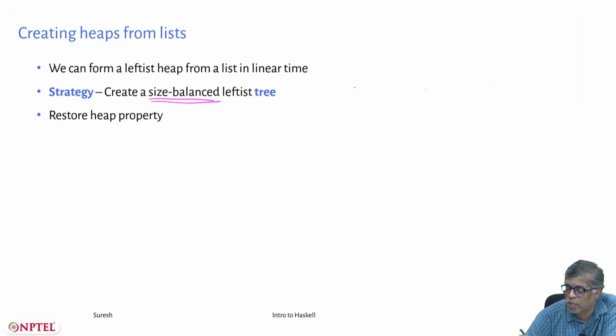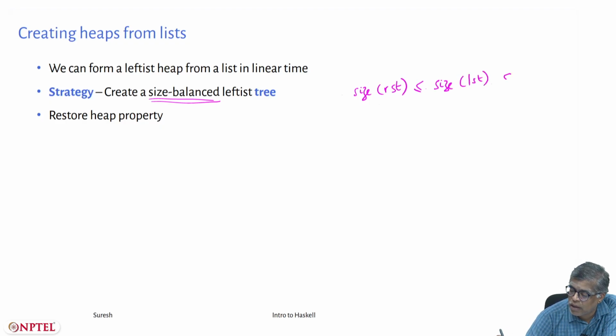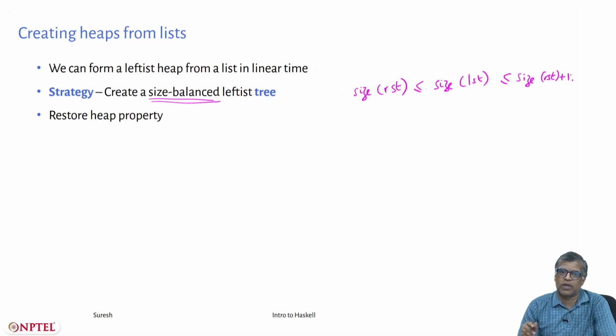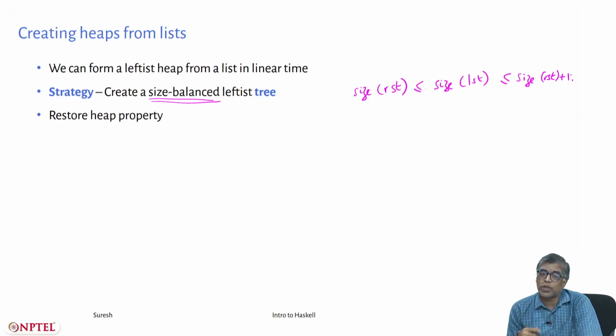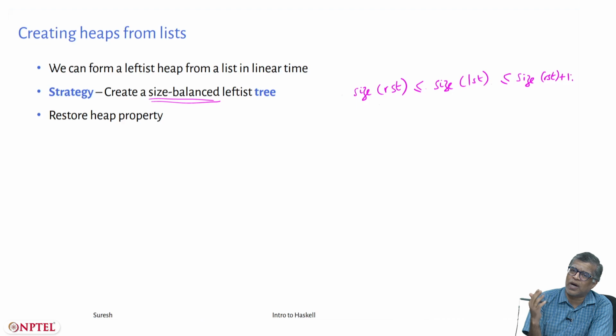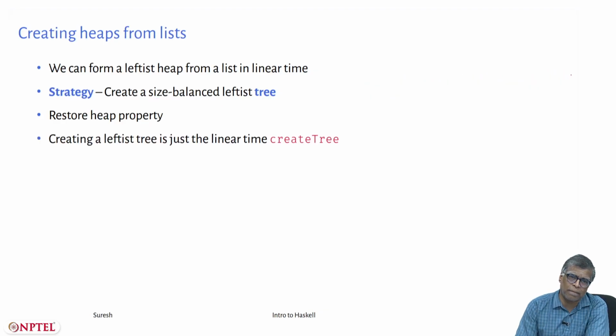In fact, I should write it more precisely. Size of right subtree is less than or equal to size of left subtree is less than or equal to size of right subtree plus 1. Okay, that is what size balanced means in this case, which is much more than what you want, but you can create such a thing. We know already the smart create tree that we have that does so much work. You can do that. After having done that, you restore the heap property. We will see how to do this all in order n time.